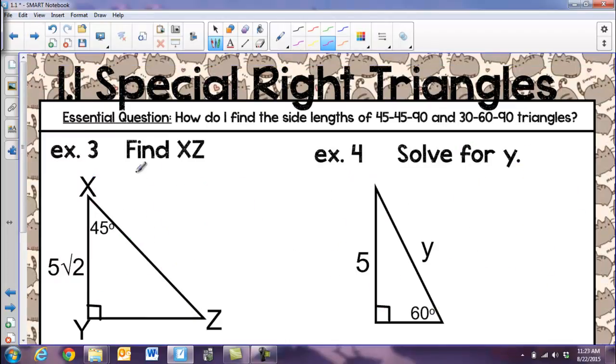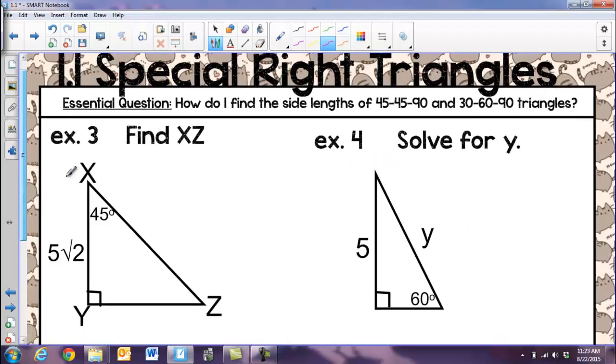Next one, example 3. We're going to look at this triangle, XYZ, and we need to find XZ, which is actually the hypotenuse of this guy. Now, looking at this, you say, cool, that's a 45-degree angle. I have one of the legs. Then that must mean that this guy is the same. Oh, and there's a root 2 in there. The answer is 5, right? Because there's a root 2 and it's a 45, 90 triangle.